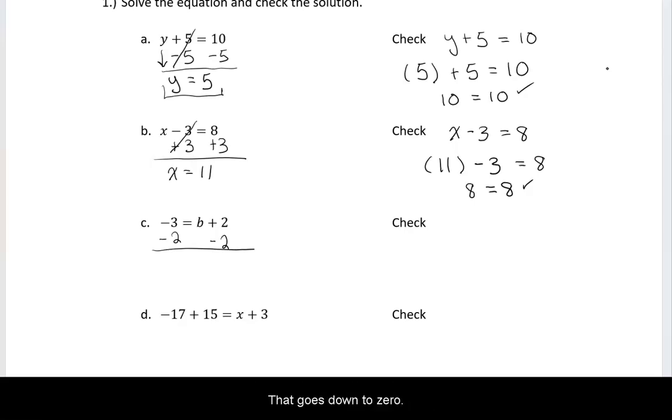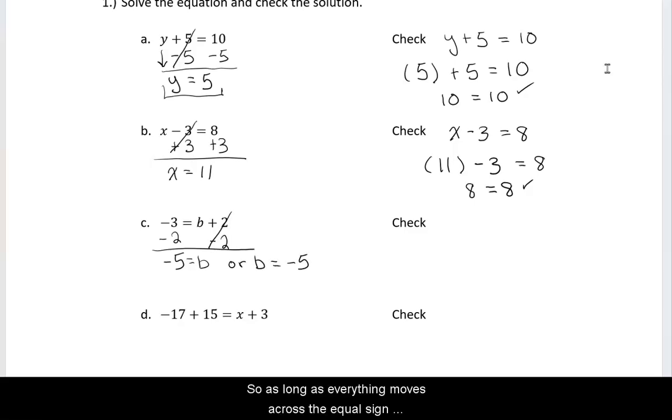Again, that goes down to 0. And I have b equals -5. Because you switch everything across the equal sign, you could also write it as b equals -5. So as long as everything moves across the equal sign without changing, you can absolutely do that.